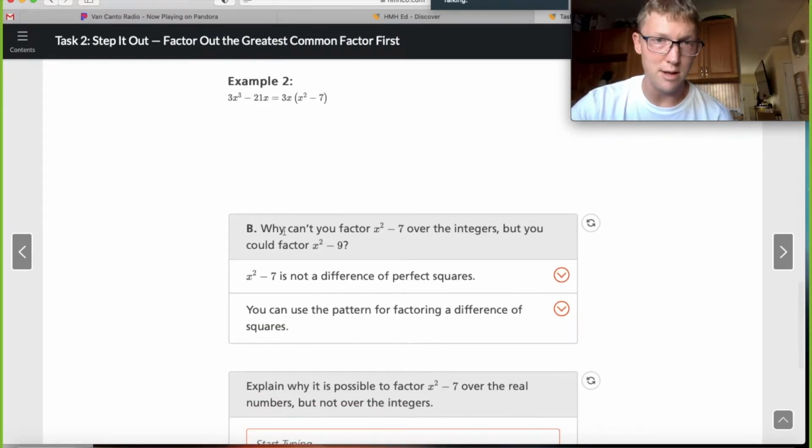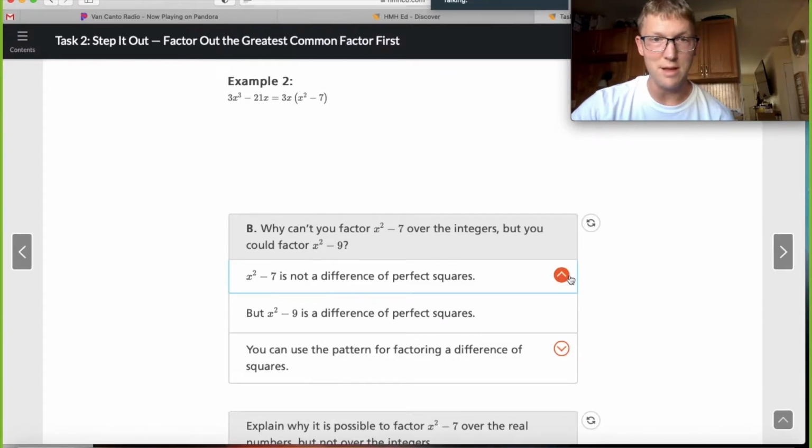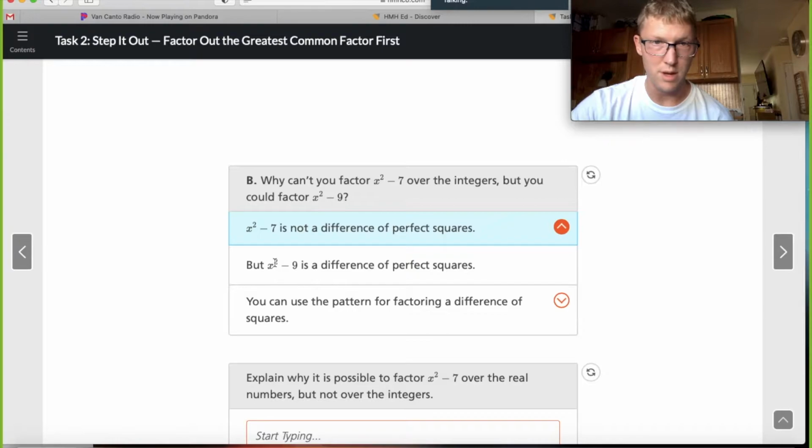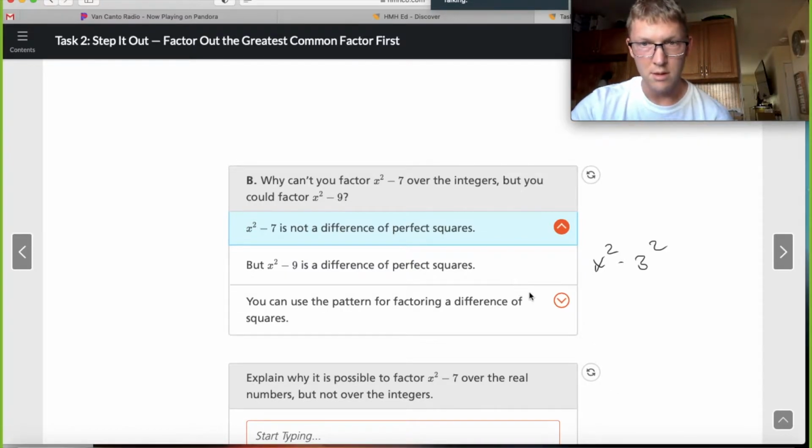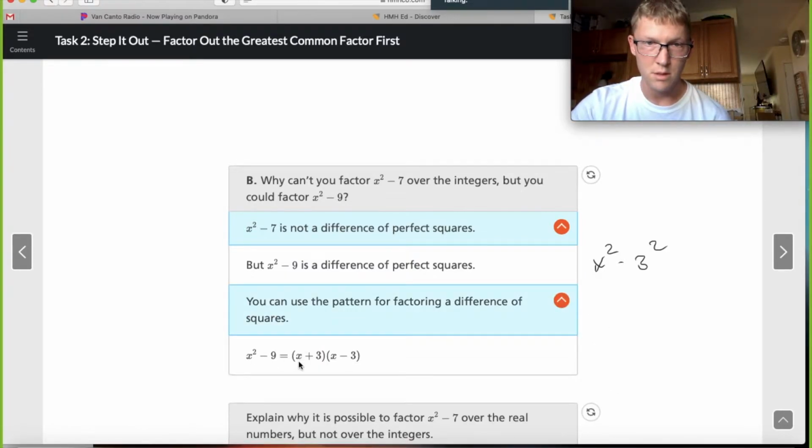So they've got a couple questions. Why can't you factor x squared minus 7 over the integers, but you could factor x squared minus 9? So x squared minus 9 is the difference of two perfect squares. And so there is a pattern for that. x squared minus 9 is also known as x squared minus 3 squared. And there's a pattern for that of x plus 3, x minus 3. So this is, again, the difference of perfect squares.